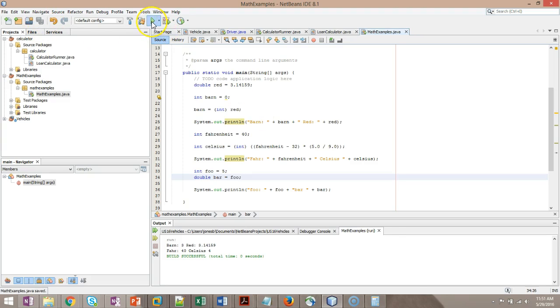So I'll go ahead and save, play, and we'll see that this will execute without issue. foo equals 5, bar equals 5.0. The .0 is an indication that we have a floating point data type.